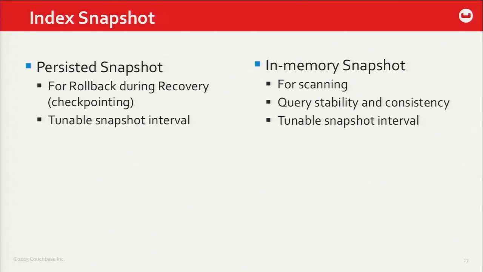The other one is called the in-memory snapshot. The in-memory snapshot is really for scanning. It is mainly used for query stability and consistency. If you are familiar with Oracle, essentially it's statement level consistency and cursor stability, and the way it works is very similar. Conceptually, Oracle uses a timestamp, and here we're also using a timestamp to keep track of those in-memory snapshots.